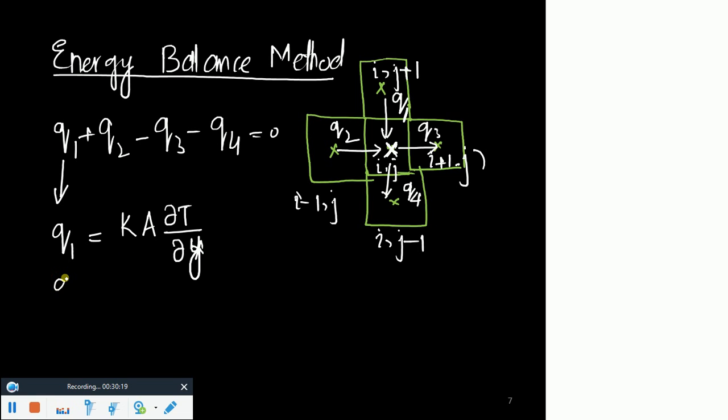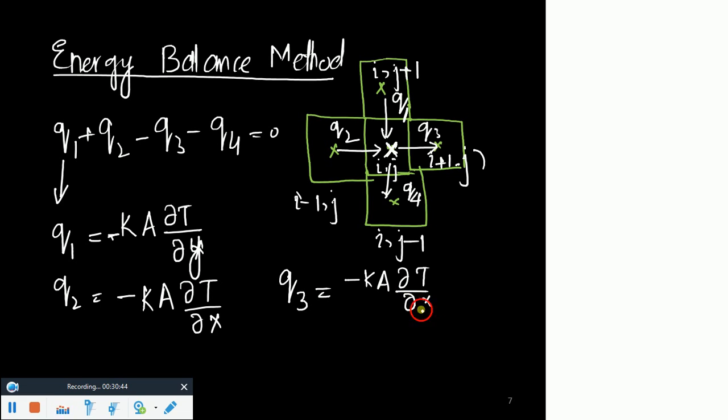Let's talk about Q2. Put that negative sign. So then you would have minus K A partial T by partial x. You understand that? Similarly, Q3 would be minus K A partial T by partial x. Q4 would be, I'm sorry, you understand that this is Q1 dot, Q2 dot and all that, this is heat transfer rate. So then you would have minus K A partial T by partial y.